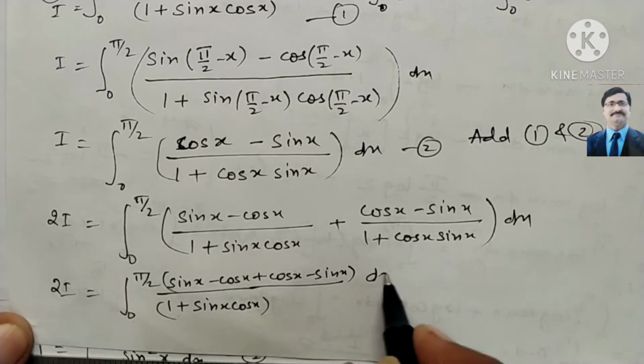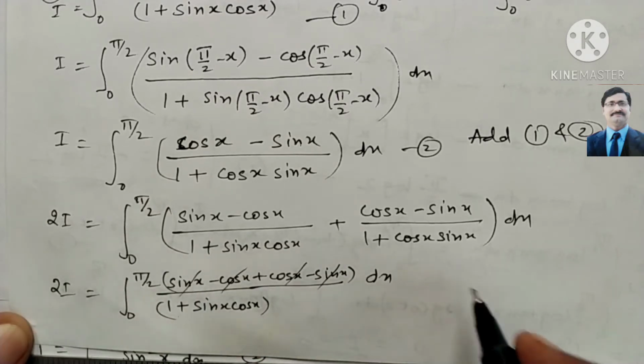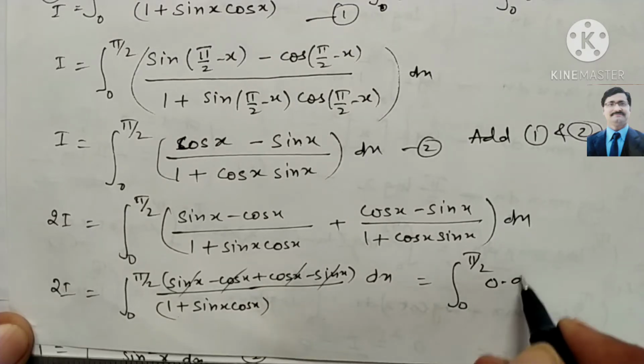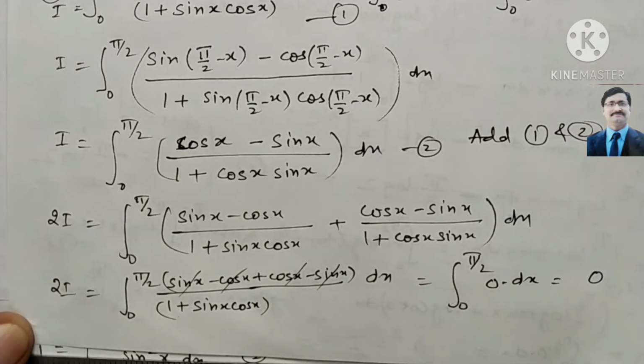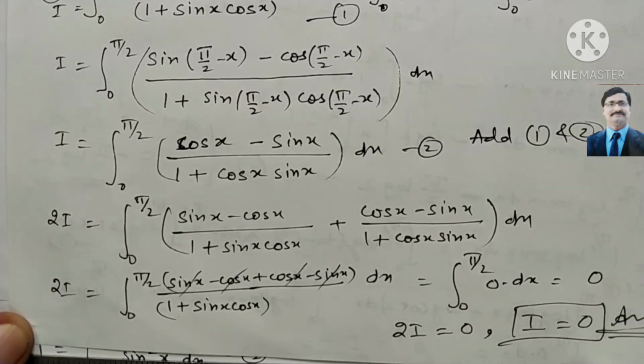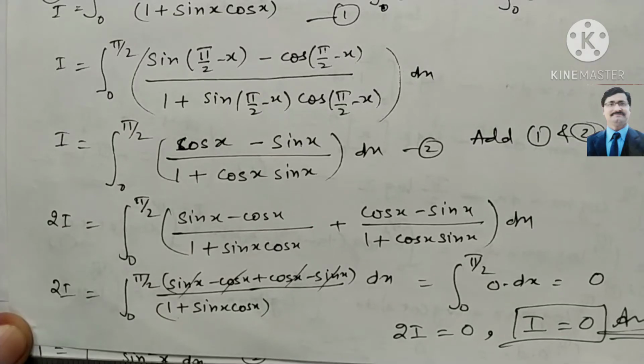Okay, and dx. The sin x cancels, the cos x cancels, and we get 0. So the integral from 0 to pi by 2 of 0 dx is 0. So we get 2I equal to 0, which means I equal to 0. So the answer of this integral is 0.